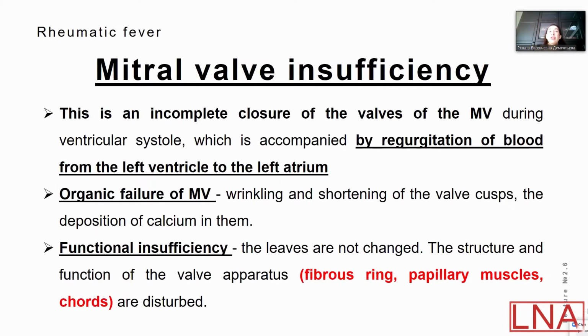Next valve damage, it's mitral valve insufficiency. This is an incomplete closure of the mitral valve during ventricular systole, which is accompanied by a regurgitation of blood from the left ventricle to the left atrium during the systole of the ventricles. Organic failure of the mitral valve is weakening and shortening of the valve cusps, the deposition of calcium in them, and functional insufficiency, where the cusps are not changed, but the structure and function of the valve apparatus, fibrous ring, and papillary muscles are also disturbed.